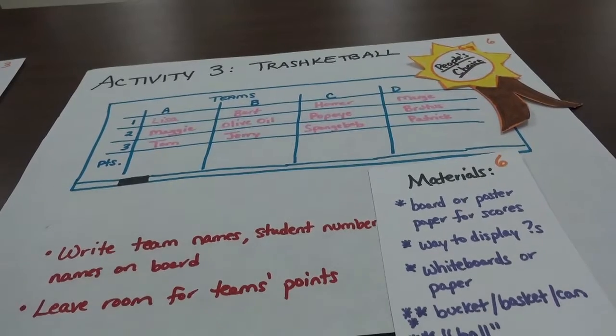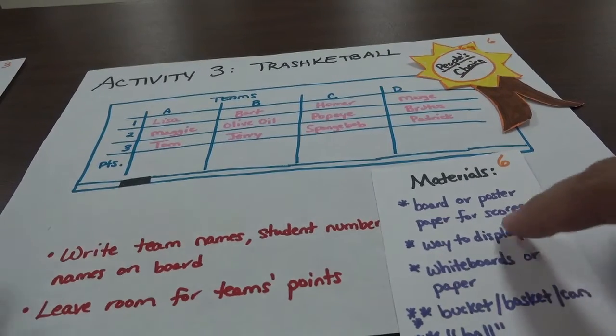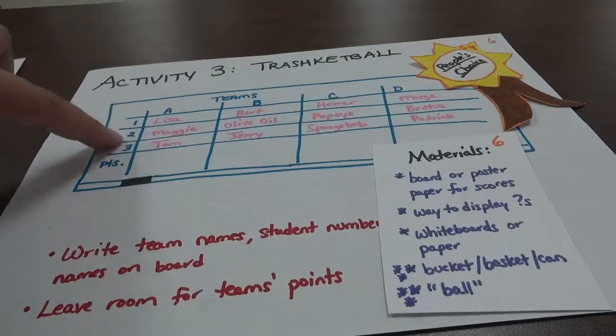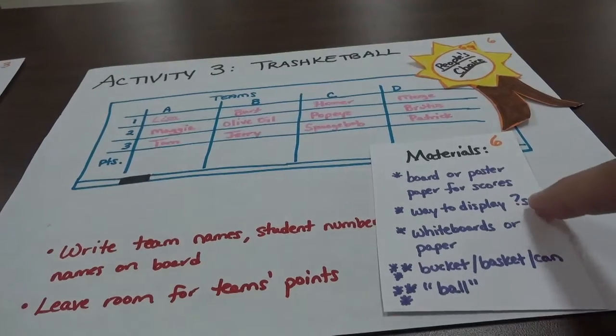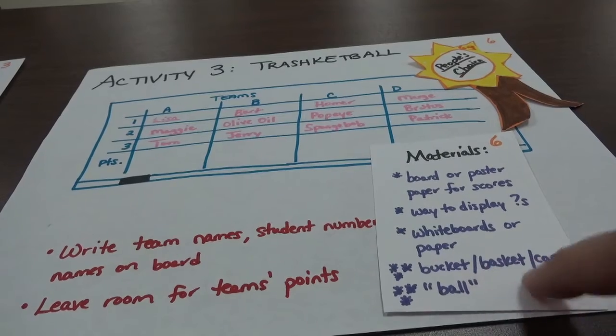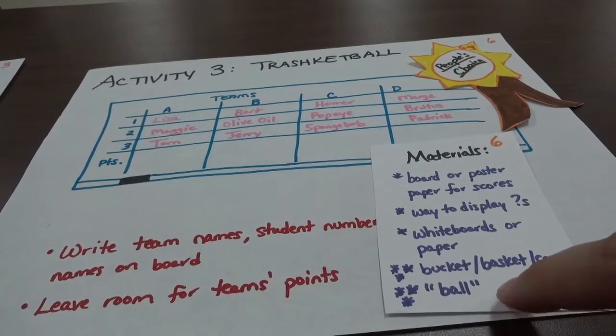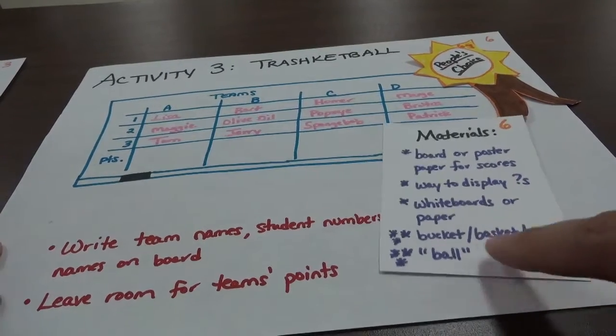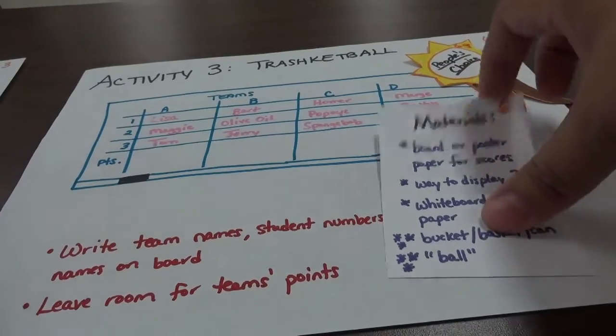Some other materials you may want to have if you don't have the board space: poster paper where you can actually record this grid. You also need a way to display your questions, whiteboards or paper, and a bucket, a basket, a can, or a ball. These two are optional because there is a workaround if you're able to integrate some technology.